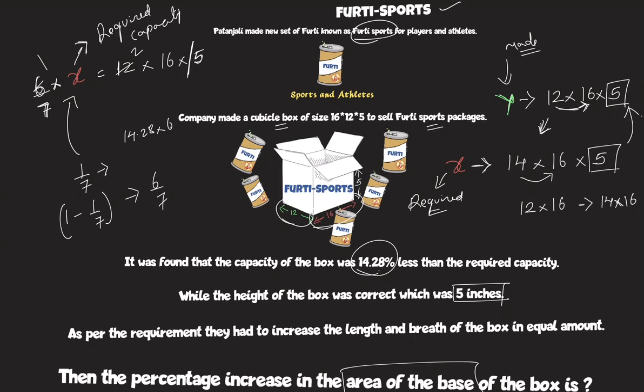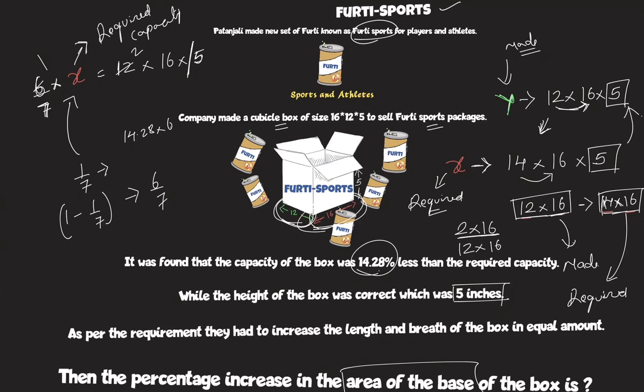So what is the increase? If you check it here, no need to calculate. This is 12 into 16, this is 14 into 16. So what is extra added? 2 into 16. Right? 2 into 16 is something that is extra added over what? Over 12 into 16. This was the capacity that you made, and this was the required capacity, 14 into 16. So what did you do? You changed the earlier base, which was 12 into 16, to 14 into 16.